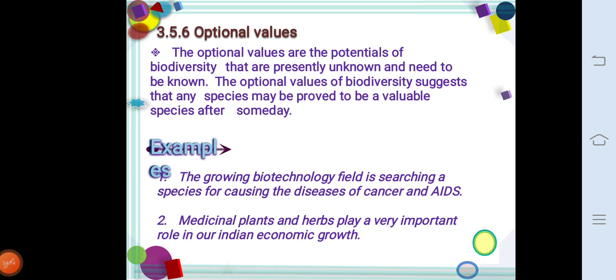And the next one is endemic species. The term endemic means species found in a particular area only, that is endemic.